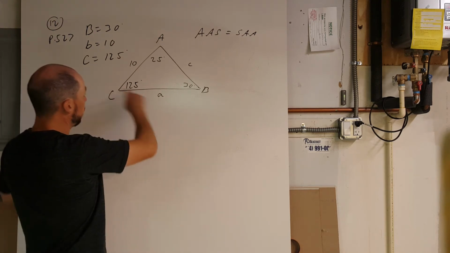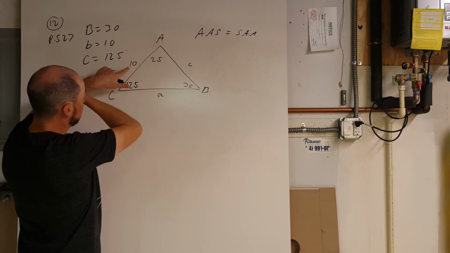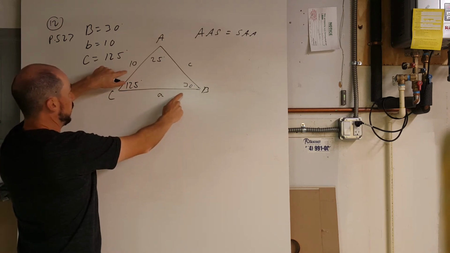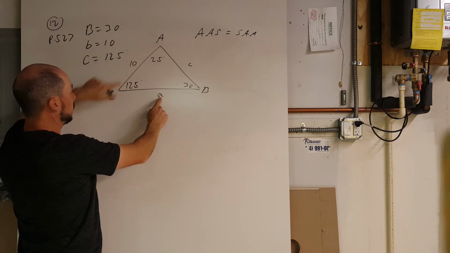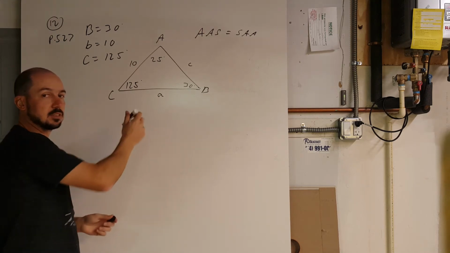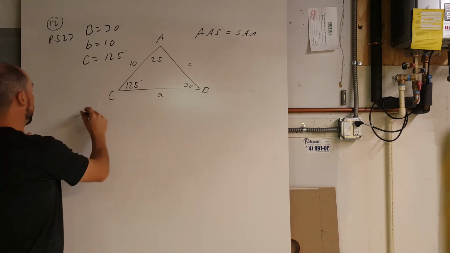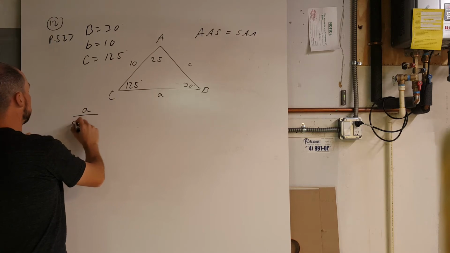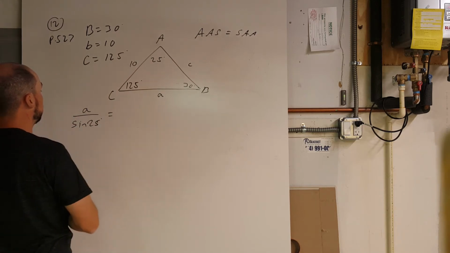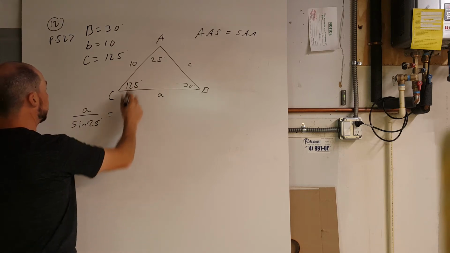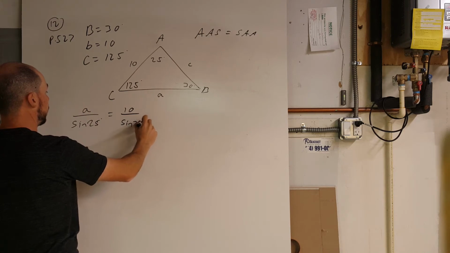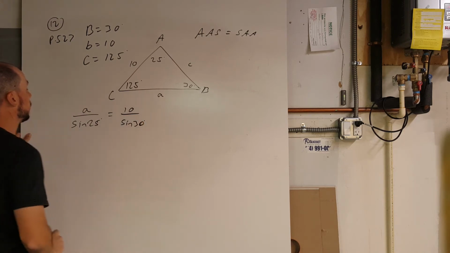So I have to use B. So I have side B and I have angle B. So I have to use this pair. And let's find side A first. Since A is the unknown, I want to have that in the numerator because if you put variables in the denominator, it creates an extra step. Right? So let's go A over sine of A, which is 25 degrees, equals, let's go B, which is 10, over sine of B, which is sine of 30. Well, that's going to be 1/2. I like that.